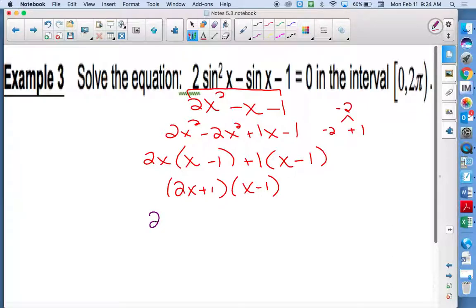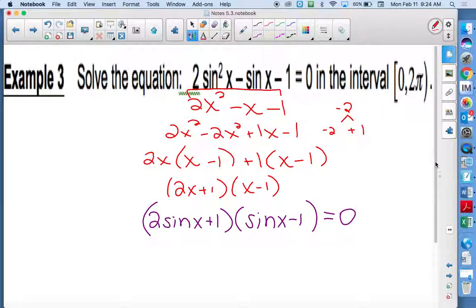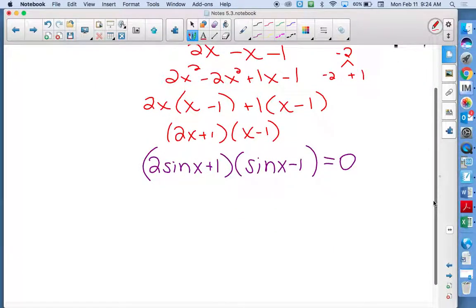So this is 2 sine x plus 1, and then this is sine x minus 1. It started out equal to 0. It's still equal to 0. We just factored it. So the zero product property says once it's factored, you split apart those factors and solve for them individually. So see if you can find the angles associated with both of these pieces.